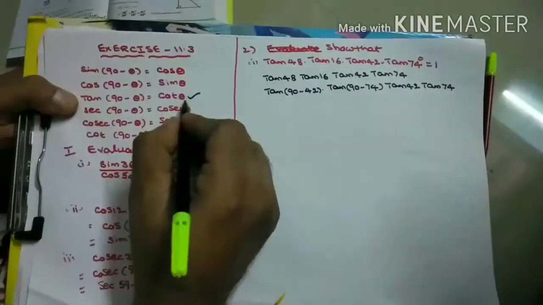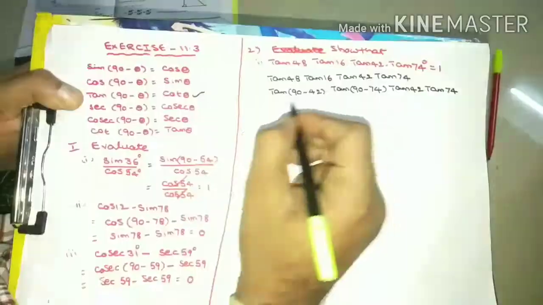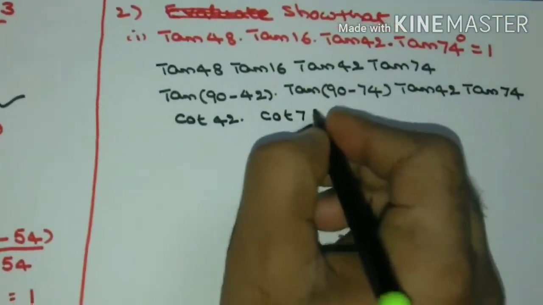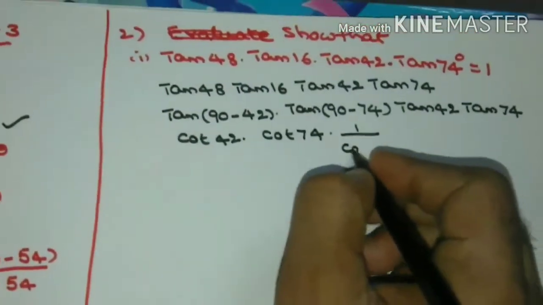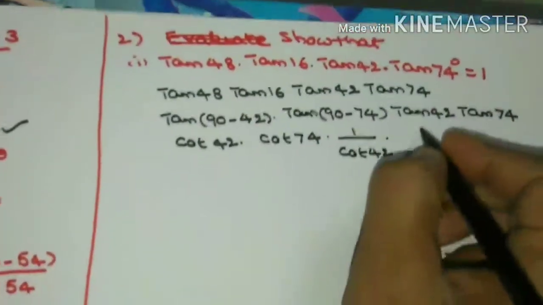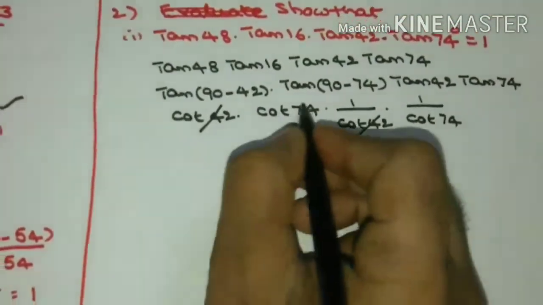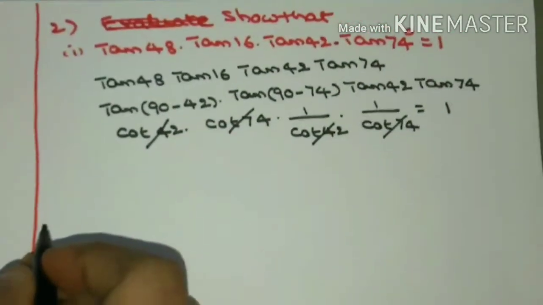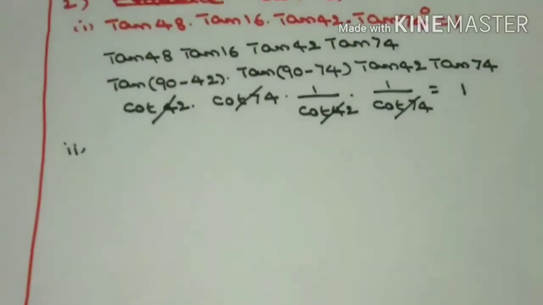Tan of 90 minus theta equals cot theta. That's why tan of 90 minus 42 is cot 42, into cot 74. These two tans are reciprocals: tan 42 with cot 42, and tan 74 with cot 74. All will be cancelled. Answer will be 1. Now the second problem.